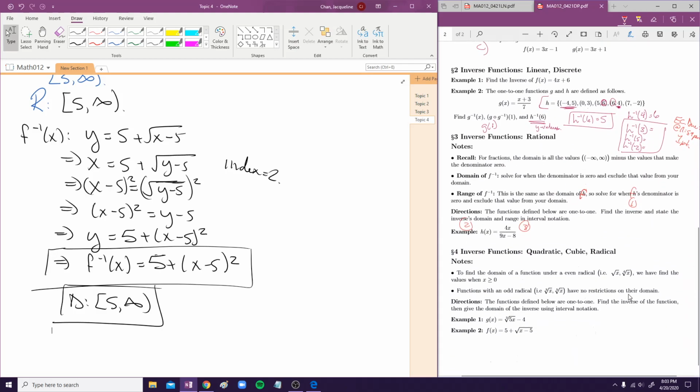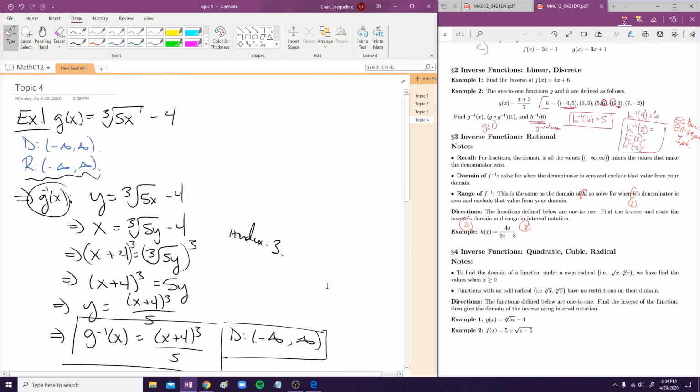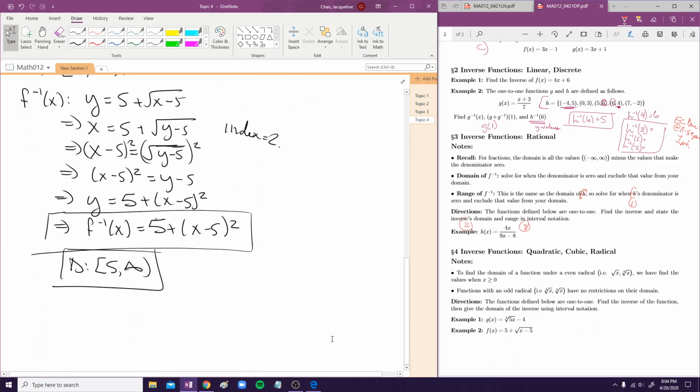Right? And that is how you find the inverse functions and their domains for radicals. So if you guys have any questions, please let me know. I know finding domain and range can be tough, especially when there's restrictions involved.